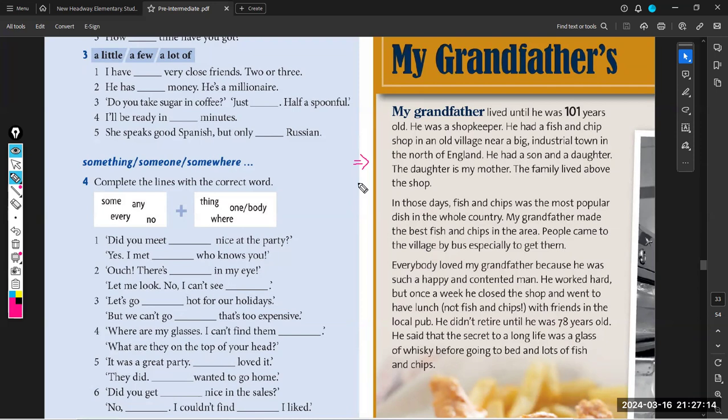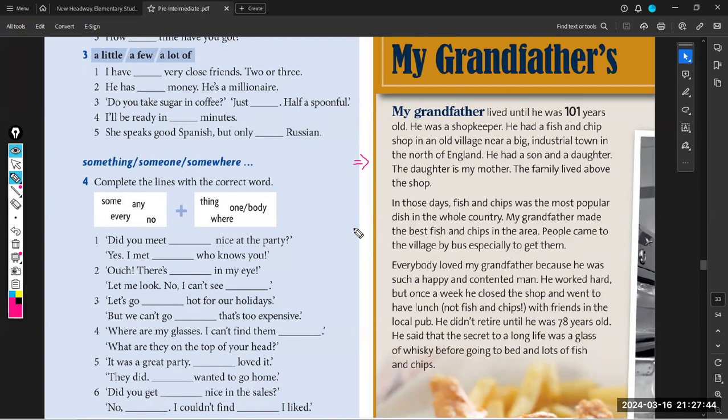My grandfather lived until he was 101 years old. He was a shopkeeper. He had a fish and chip shop in an old village near a big industrial town in the north of England. He had a son and a daughter. The daughter is my mother. The family lived above the shop.